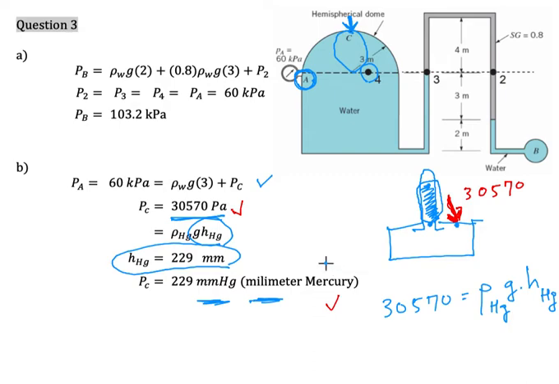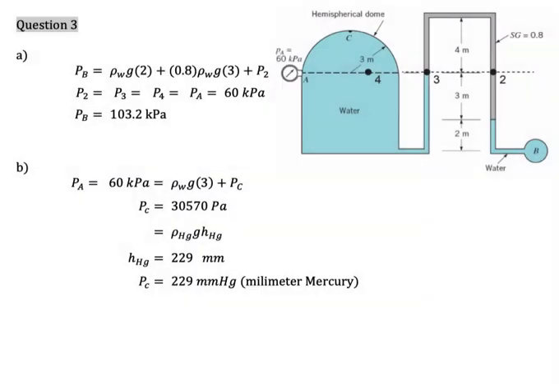Okay, please bear in mind that 229 millimeter mercury is not the pressure of this point. It is actually the height of the mercury in the barometer when it is attached to this point. So you need to use this height, this distance, and substitute it in this equation to calculate the pressure of 229 millimeter mercury.